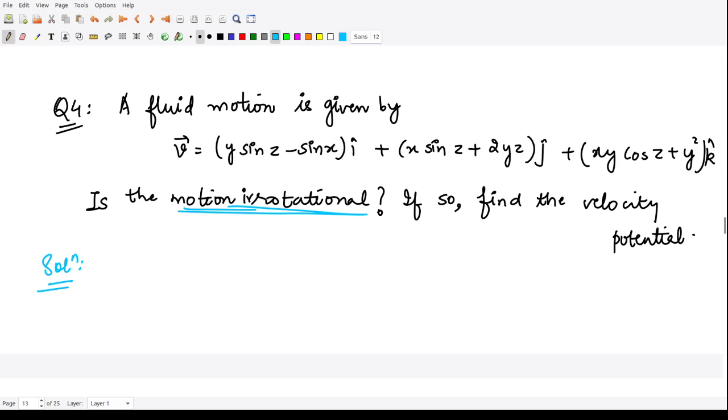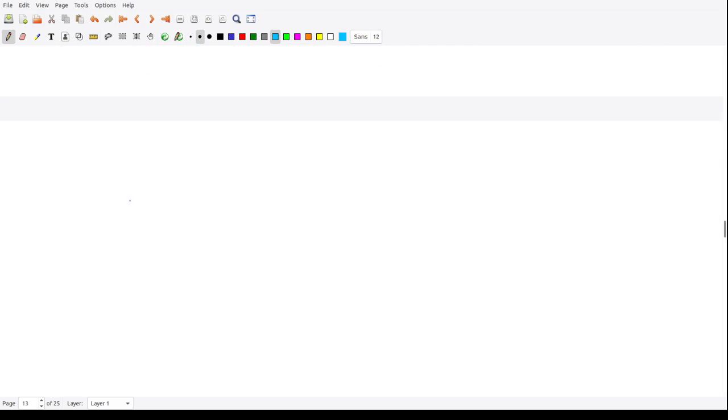Now if we are to check the motion is irrotational, we'll check for this vector to be irrotational, and by irrotational we mean that the curl of this vector should be equal to 0. That means there should be 0 vector. That means there should be no rotation at all. So we'll calculate the curl of this vector. That is very simple. You already know how to calculate curl for vector v. So that is del cross the vector v, right?